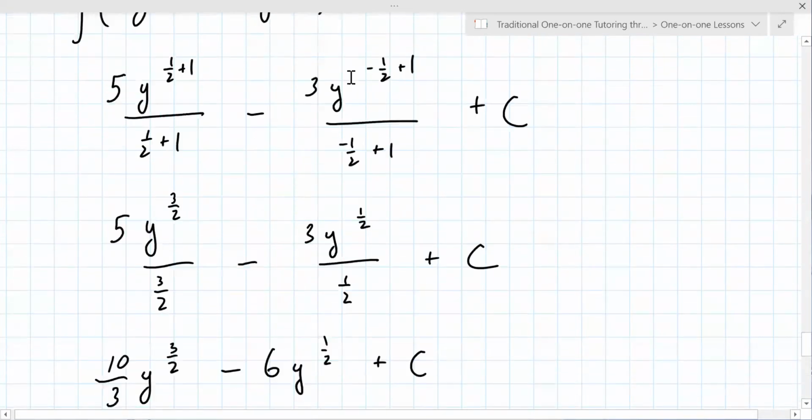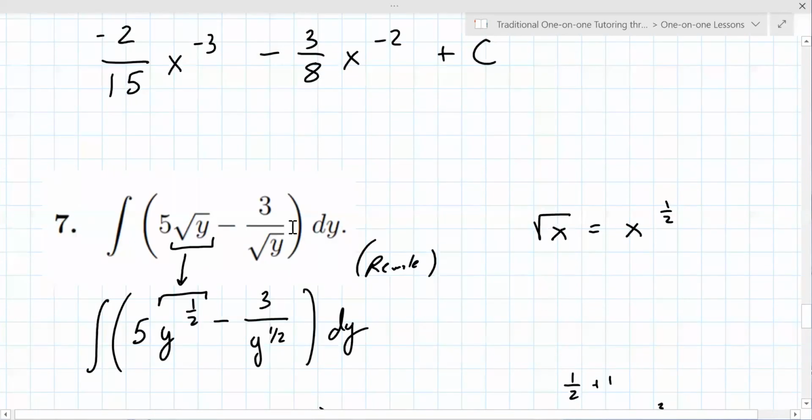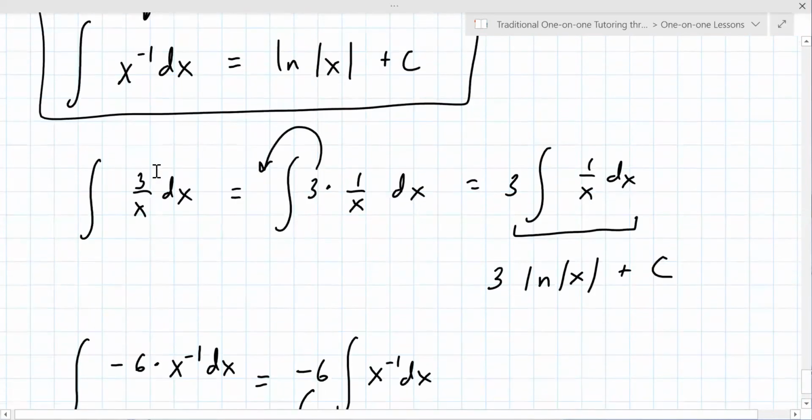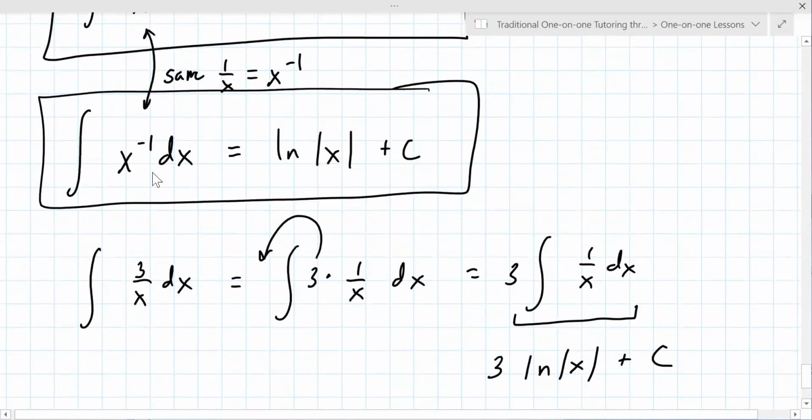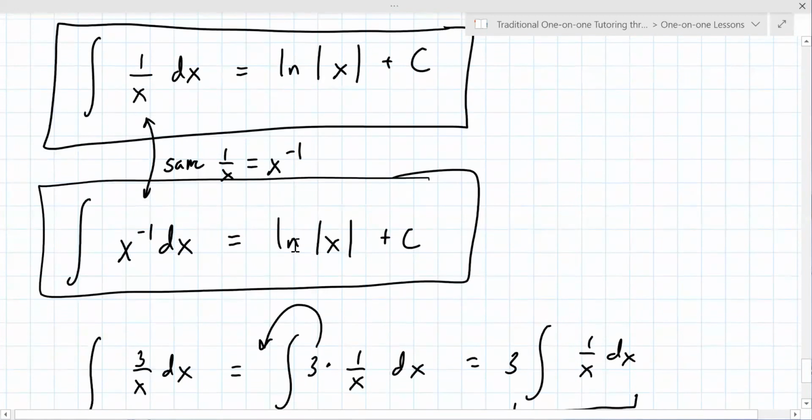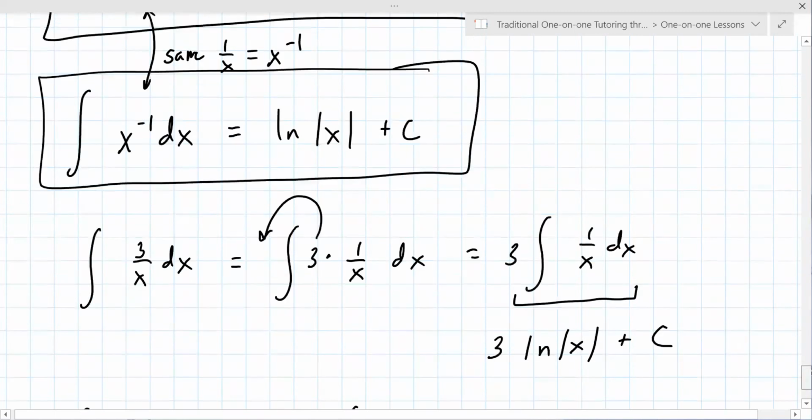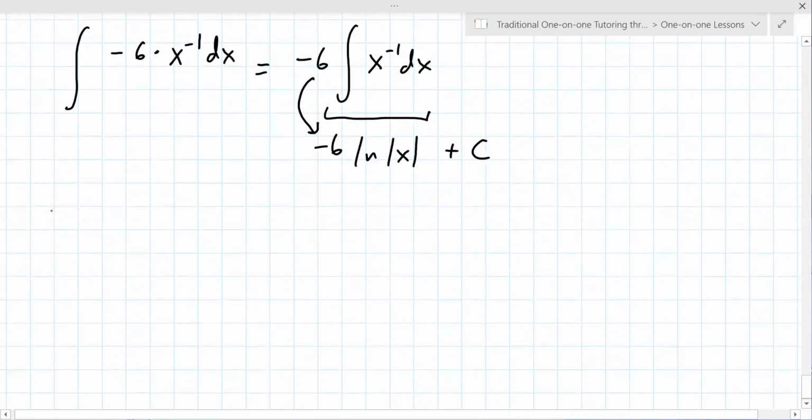So this power rule, all the examples we've been doing, they only work as long as x is not -1. As soon as x is -1, it becomes this natural log absolute value of x. 1 over x is the same as x to the minus 1 power. This is like a special case. So let me try to explain here. Let's try again here.